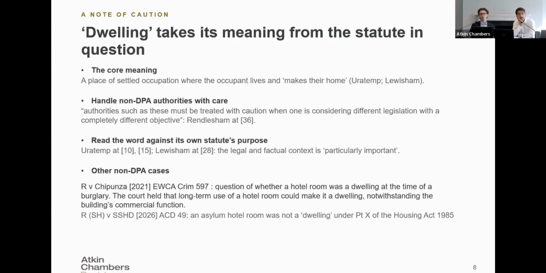So everything also can turn on the specific facts of the case in question, which will be important. And another case decided at first instance in the King's Bench Division this year about whether a room being used to house asylum seekers and their families could constitute a dwelling for the purposes of the Housing Act 1985, to which the answer was no on those specific facts.